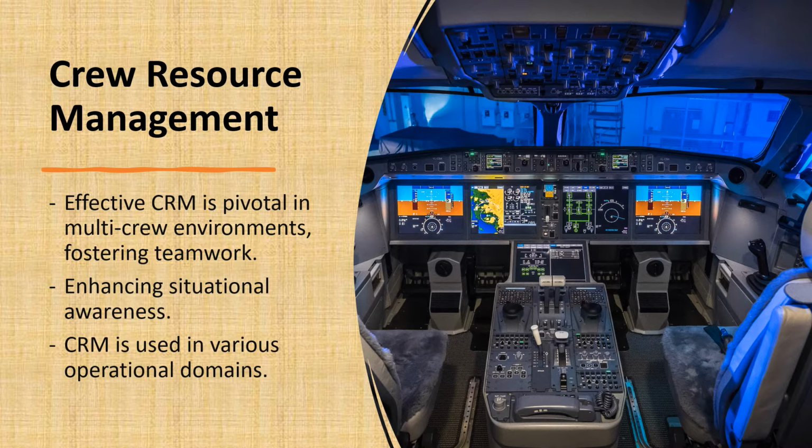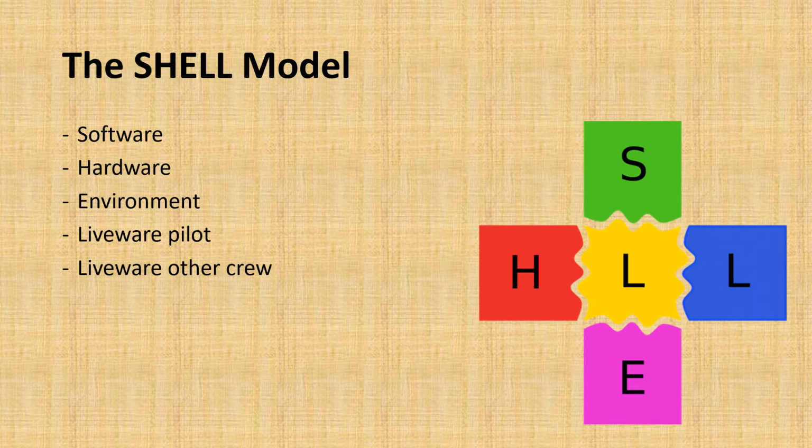One model vital for pilots to understand, especially for your exam, is the SHELL model. In this model, pilots represent the L from liveware, positioned at the center. Think of us as a central piece of a puzzle, where all components must align seamlessly. The second L also represents liveware. It may symbolize other flight crew members, such as cabin crew.